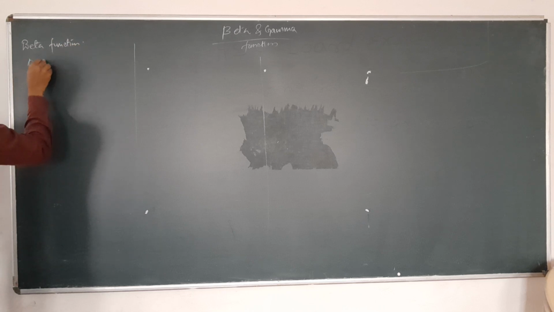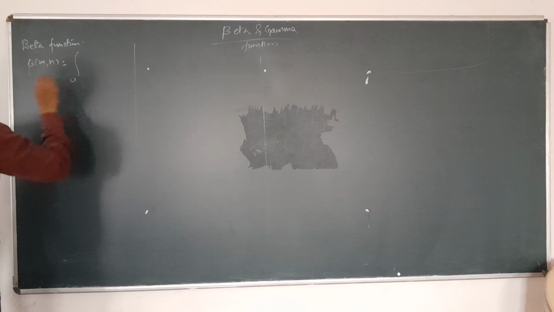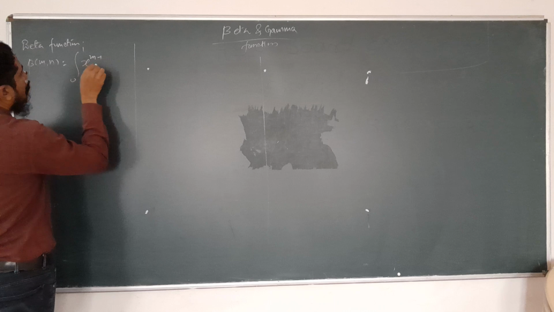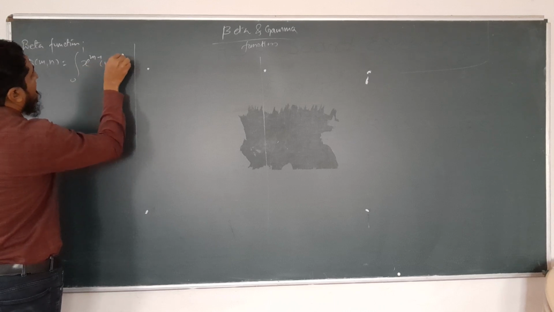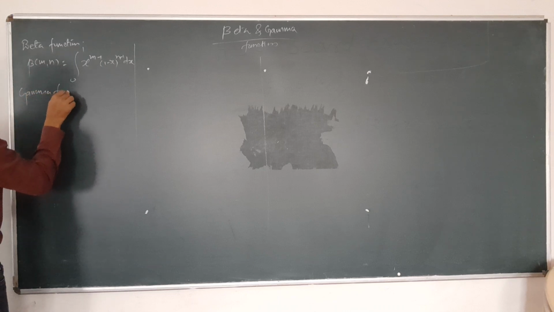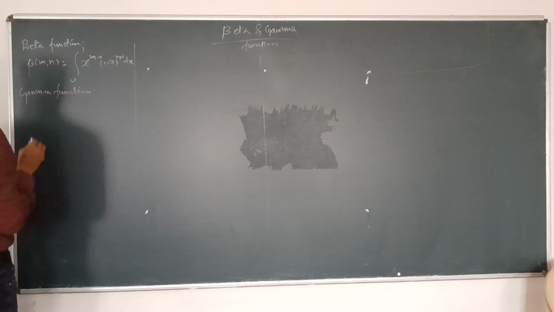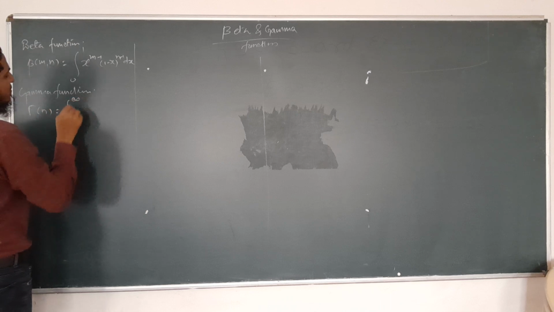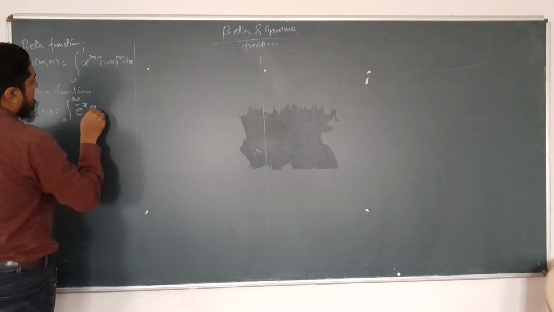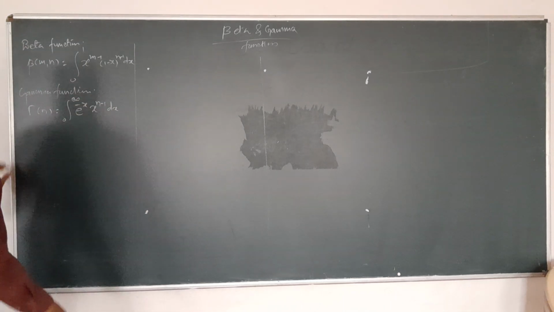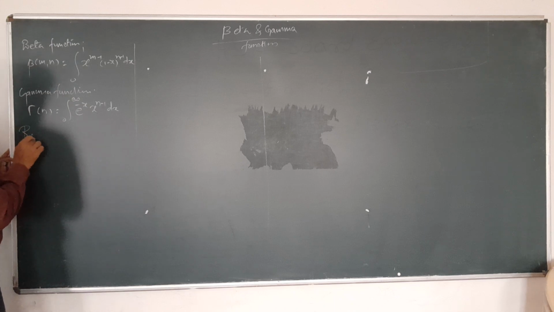Beta function is defined as beta(m, n) is equal to the integration in the range from 0 to 1 of x raised to m minus 1, (1 minus x) raised to n minus 1 dx. Similarly, gamma function is defined as gamma of n equals the integration from 0 to infinity of e raised to minus x, x raised to n minus 1 dx. Correct?